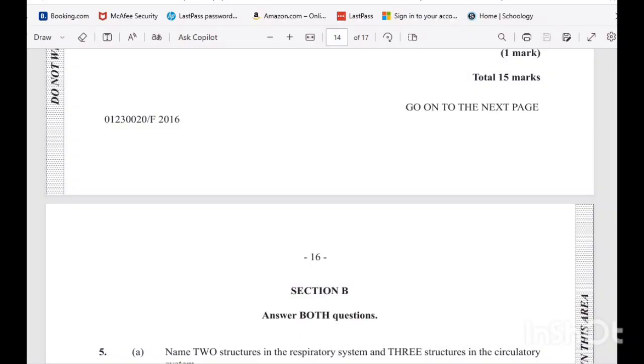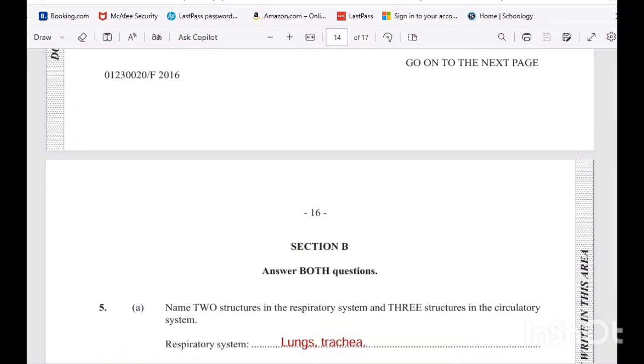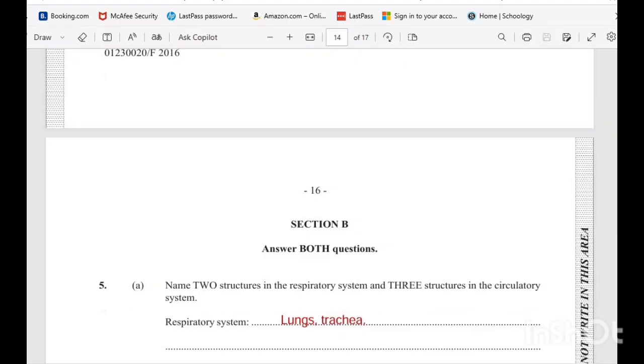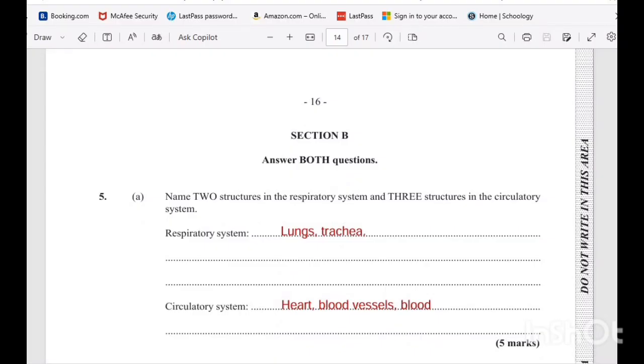So let us move on to section B, and let's see if we can get through the rest of this paper. Part 2, or section B, right? Question 5. Name 2 structures in the respiratory system and 3 structures in the circulatory system. Now, your respiratory system, 2 structures, lungs and trachea. But I want you to think about the others as well. Think about your respiratory system. You have other structures there, your bronchioles, your bronchus, your alveoli.